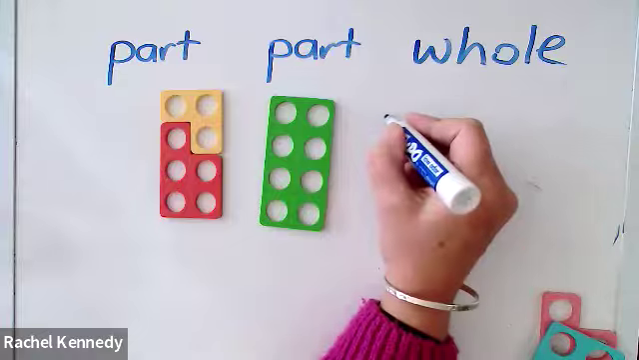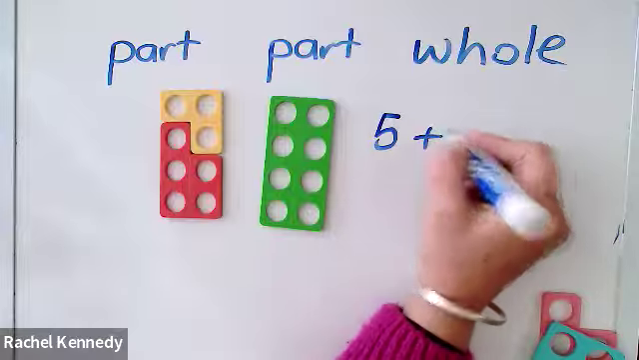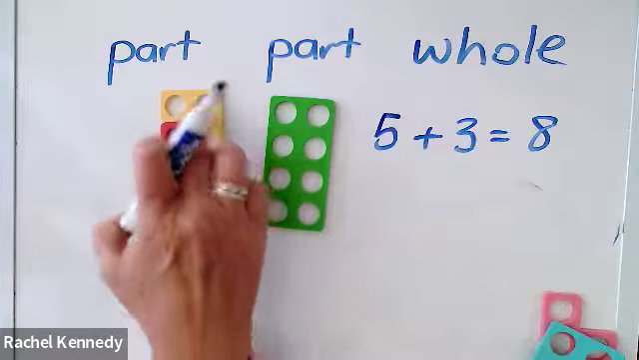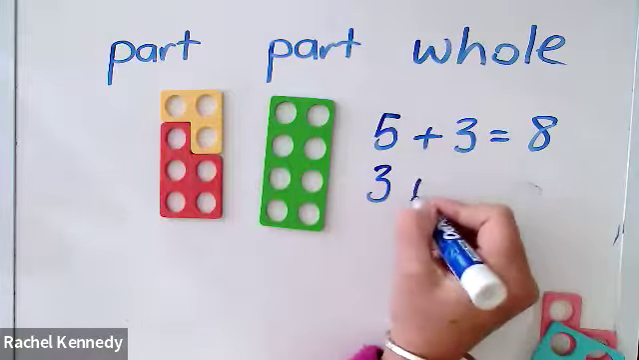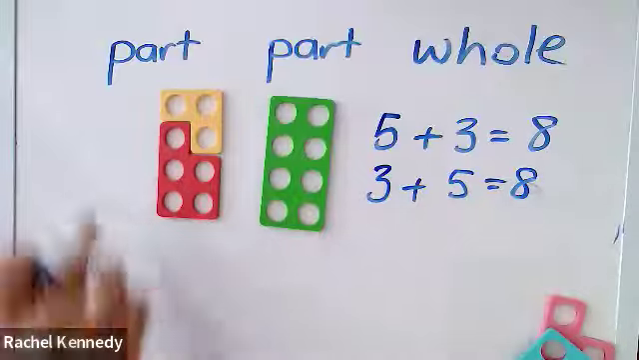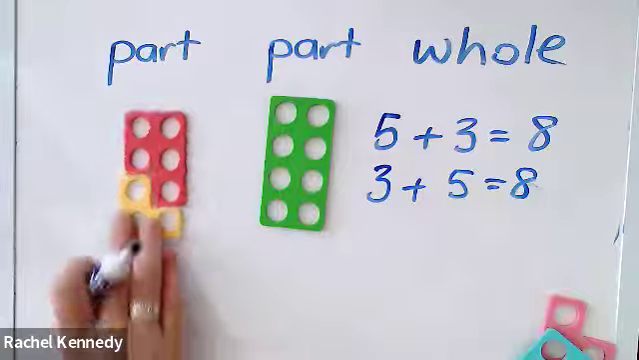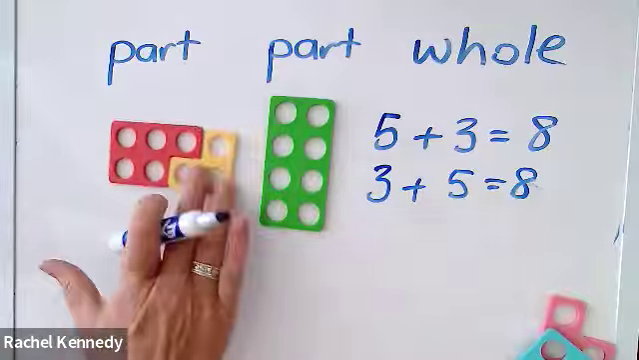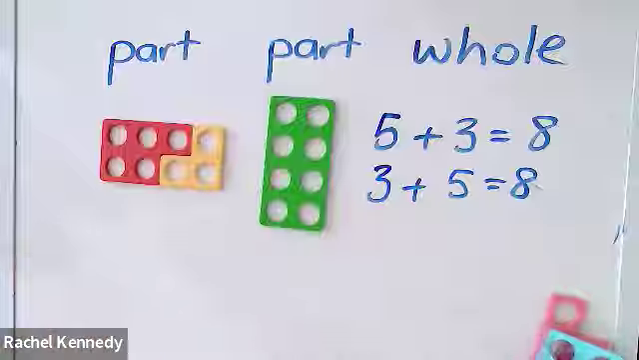So we could say 5 plus 3 equals 8. And I want them to think about, well, how else could I write that? What other way? So 3 plus 5 equals 8. So we need them to understand that commutative property of addition. It doesn't matter which way I turn that around. Those 2 parts are making that whole. And remembering it doesn't work the same way for subtraction.